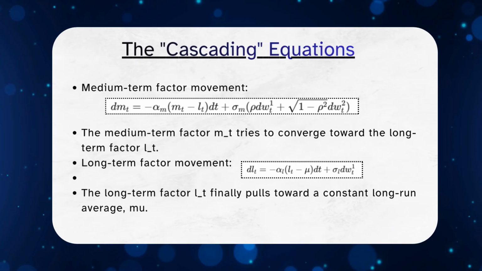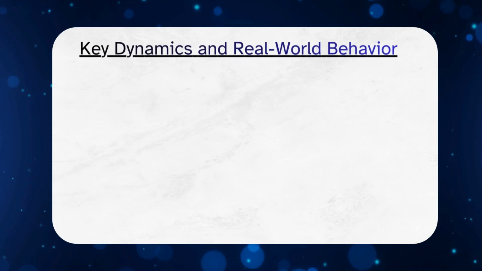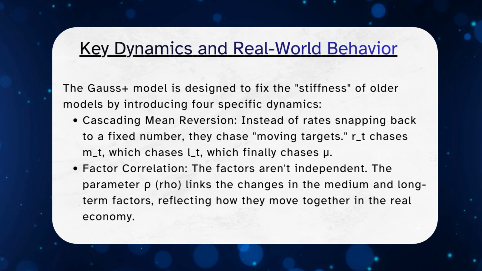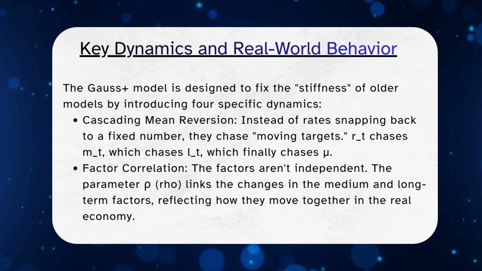Why go through all this trouble? Because the Gauss Plus model captures dynamics that simpler models miss. First, the cascading mean reversion we just discussed ensures that rates don't just snap back to an average, they evolve. Second, we have factor correlation. By using the parameter ρ, the model reflects how medium and long-term economic trends are linked.